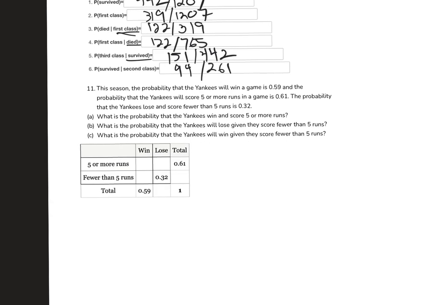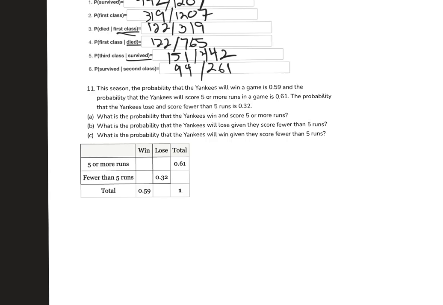So we have here, again, two different variables. We have whether the Yankees won or lost, a categorical variable, and whether or not they scored 5 or more runs. And we have the number that, in this case, instead of the absolute number, we have the proportion.